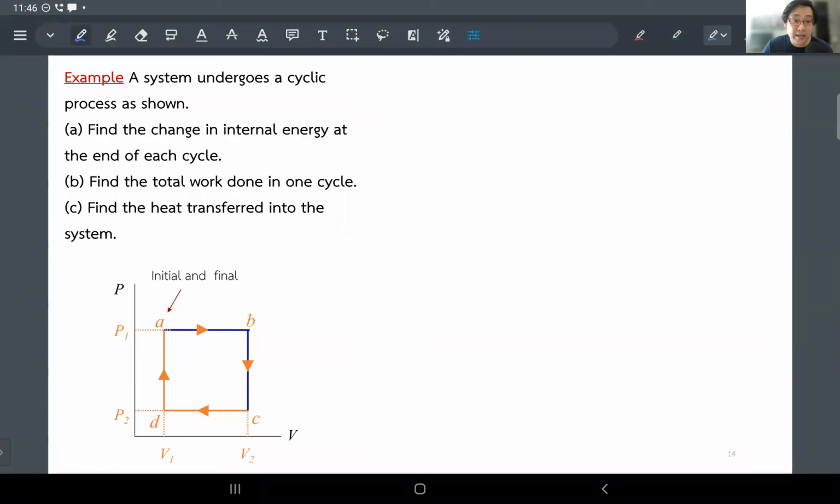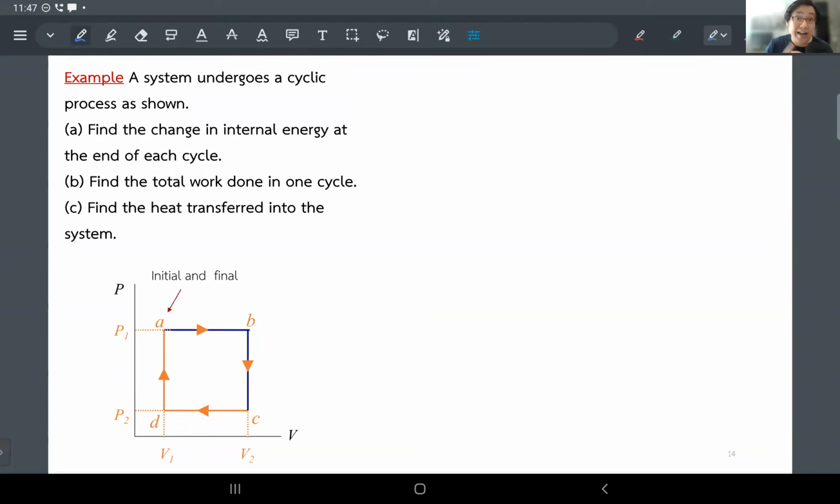A system undergoes a cyclic process as shown. A cyclic process is just a process that comes back to the original position, a full circle. A: Find the change in internal energy at the end of each cycle, so they want to know delta U after you complete one cycle. B: What about the total work done? C: What about the heat transfer into the system? This is still a simple one because they just want to know what happens after the whole cycle.